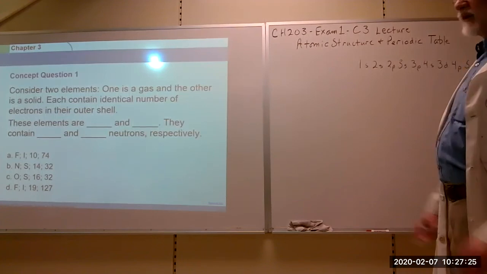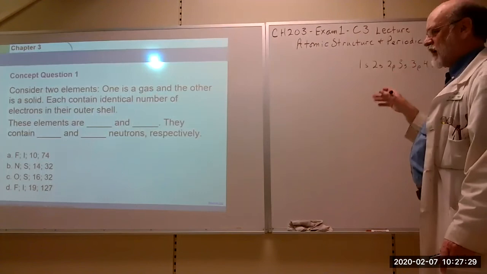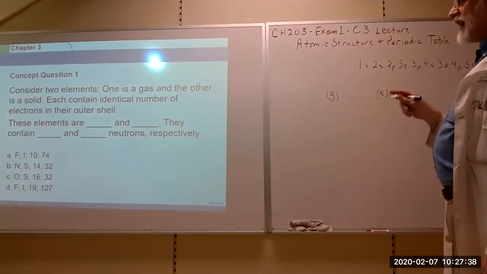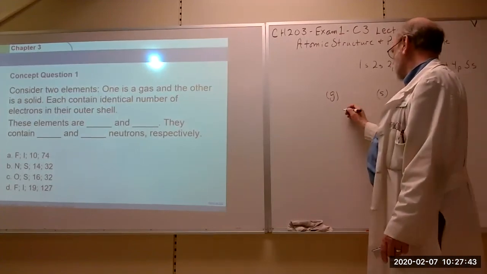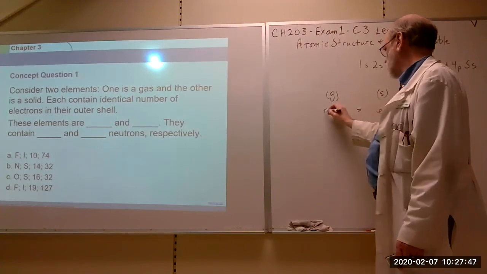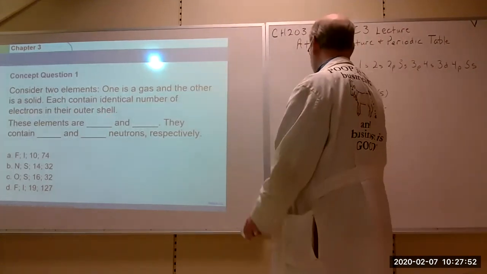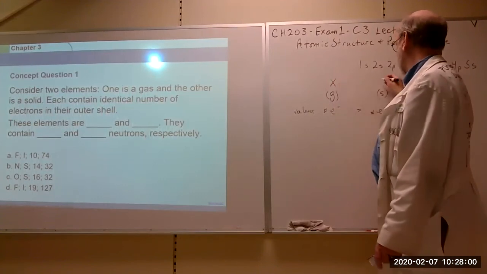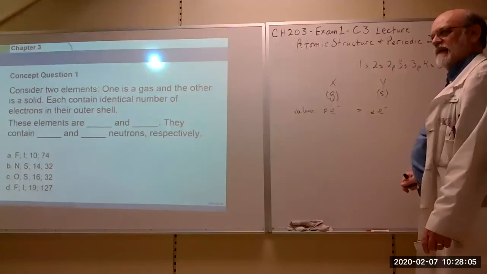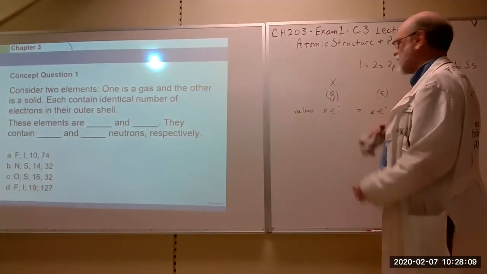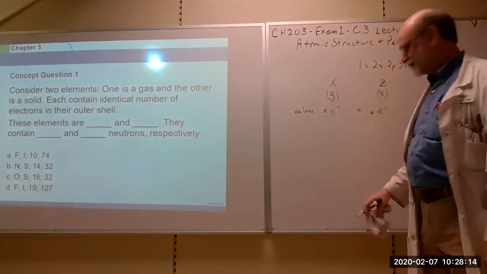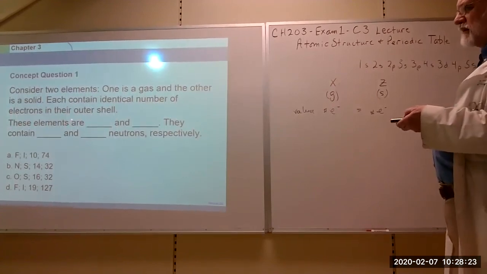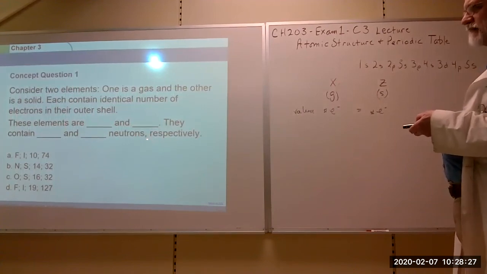Let's see if we can do some detective work here. We got time? Yeah, we got time. Consider 2 elements. One is a gas and the other is a solid. So we got a gas here and we got a solid here. We know that much. Each contains an identical number of electrons in their outer shells. So the valence electrons are equal. But they're still 2 different elements, right? So we have an X and a Y. Actually, Y is not a good choice, but do we have a Z up there? No, we don't have a Z. We do have a Y, so I better not use that one. So we have 2 elements, X and Z. Each contain an identical number of electrons in their outer shell. These elements are this, and they contain this many neutrons respectively.